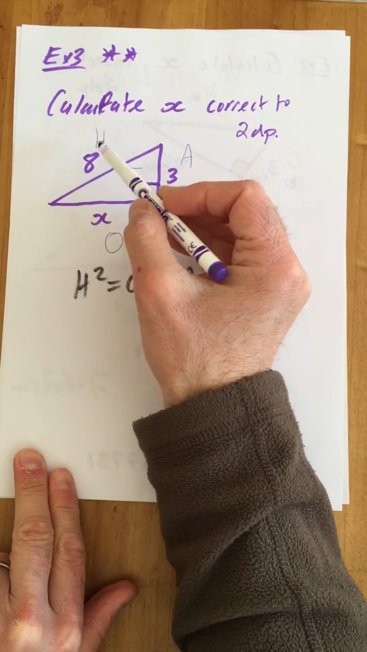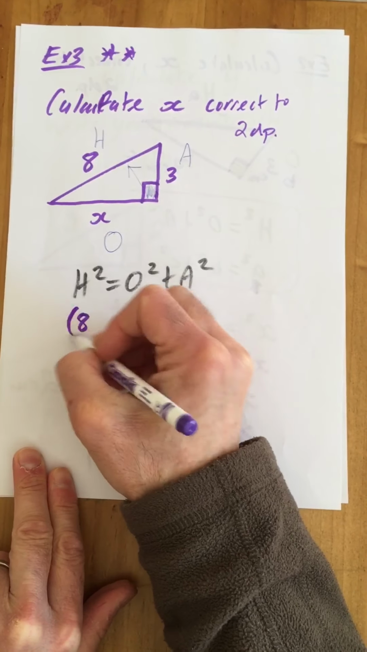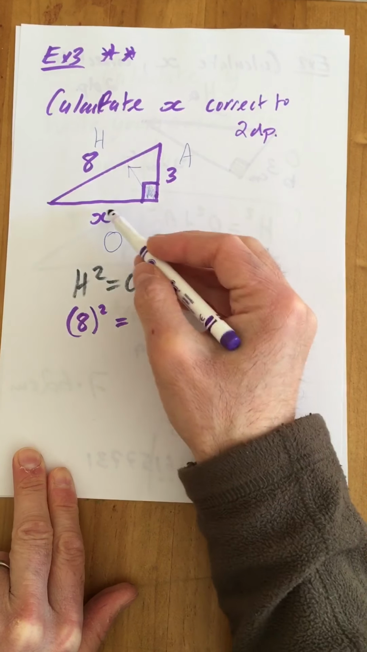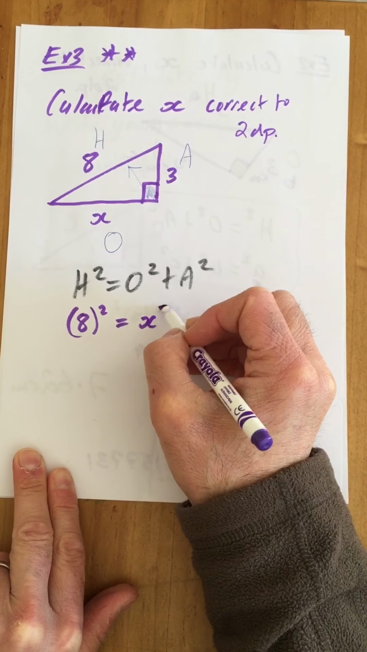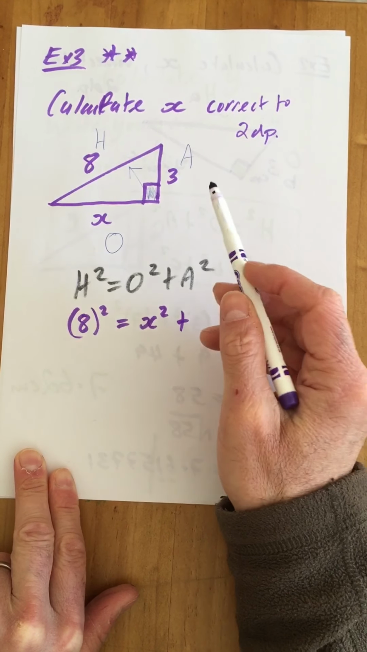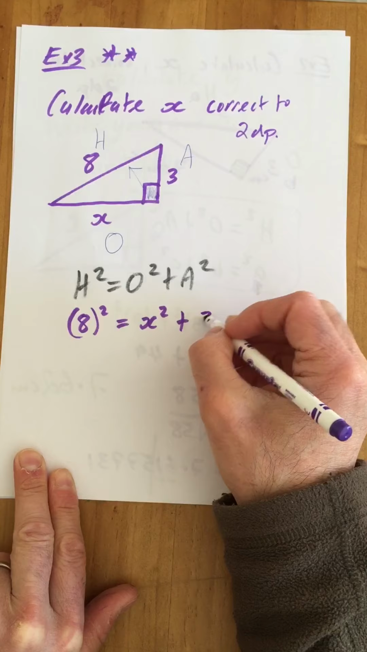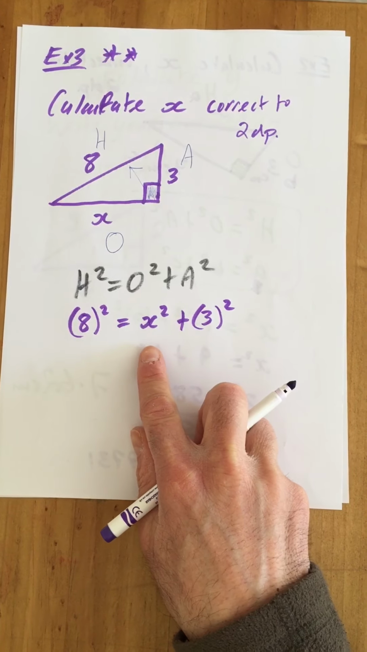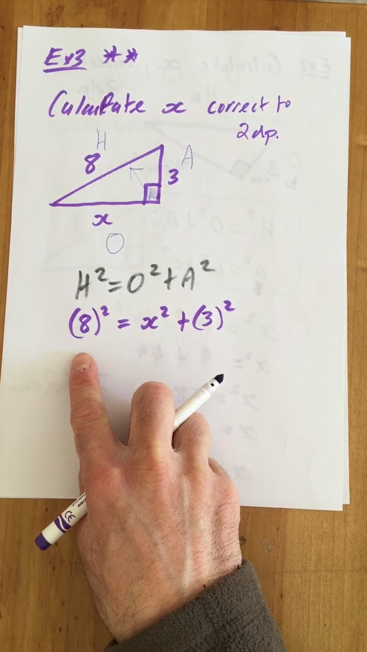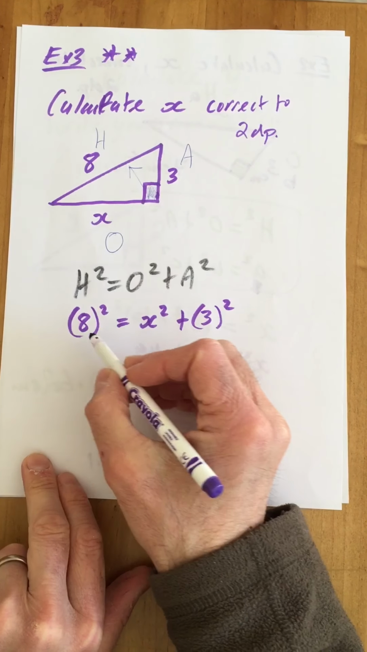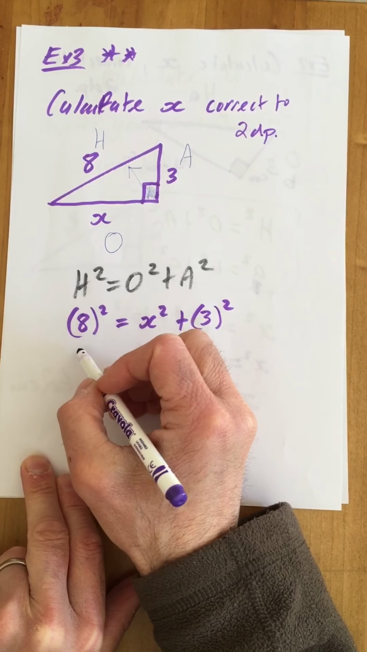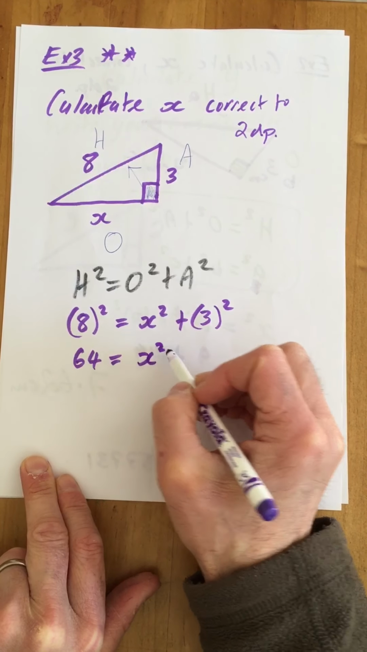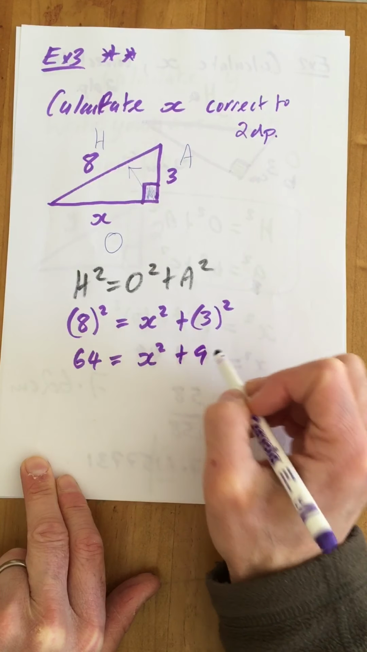Our h number is 8, so it's going to be 8 squared equals... My O number is x, so it's going to be x squared plus, and my A number is 3, so it's going to be 3 squared. And you'll notice in this example, the x squared is here in the middle. It's not on the left on its own. Well, we continue as normal. Use your calculator to find 8 squared. 8 squared is 64. x squared stays as x squared, and 3 squared is 9.